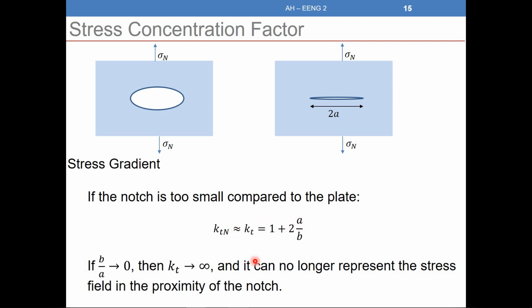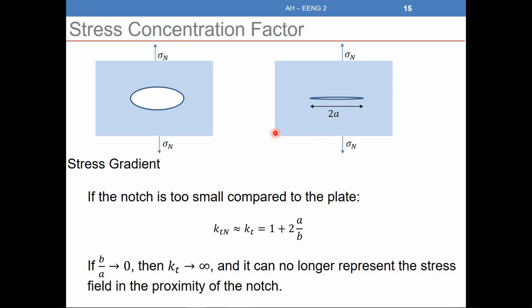So the stress concentration factor can no longer be used because it will not be realistic. I will have extremely high values, so it will not be realistic. So we say that KT goes to infinity. So what do I do in this case?